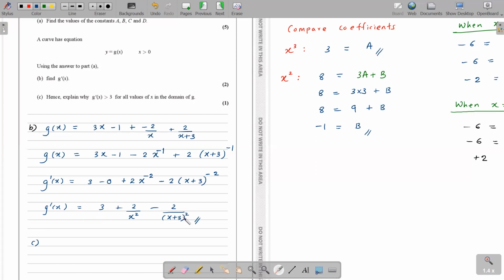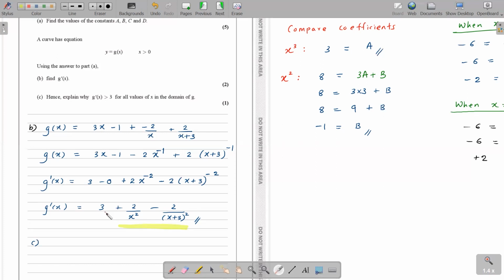If it's greater than 3, it means there is the variable part here, where you input values for x. So g dash x is greater than 3 means, in other words, this particular section should be a what value? It must always be a positive value, even though there's a minus mark in between. You need to show that when you compare 2 over x squared and 2 over (x plus 3) squared, this subtraction always gives a positive value. Thereby, when you add a positive value to 3, you get a value bigger than 3.